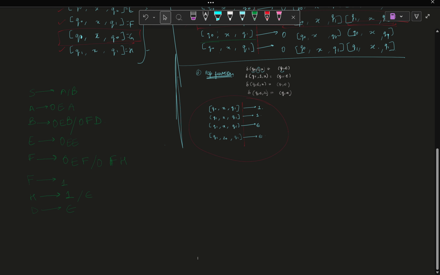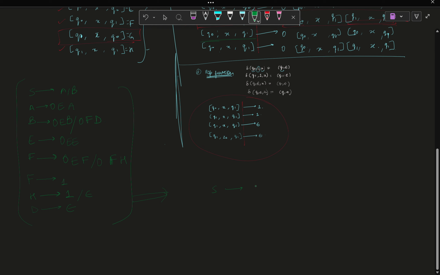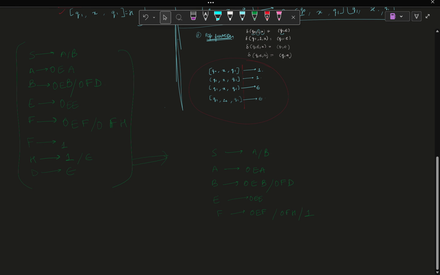So here we have our final set of productions, which can also be further reduced. So S goes to A slash B. This is our first starting rule. A goes to 0 E A. B goes to 0 E B or 0 F D. Then E goes to 0 E E. F goes to 0 E F, 0 F H, or 1. Then H goes to 1 or null, and D goes to null.